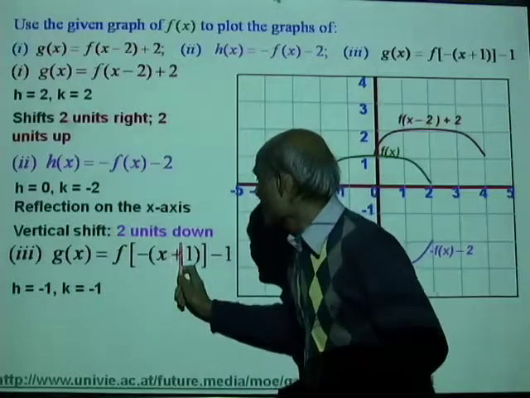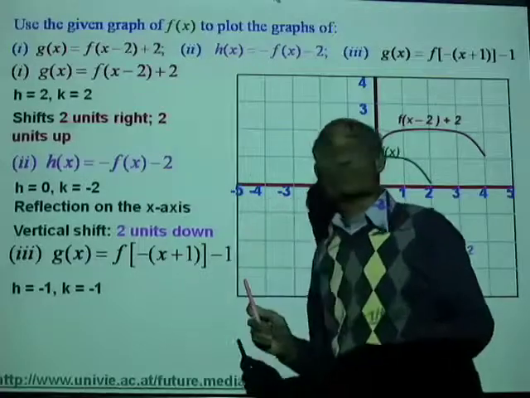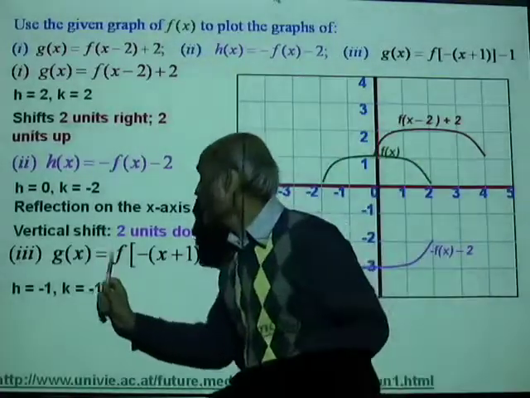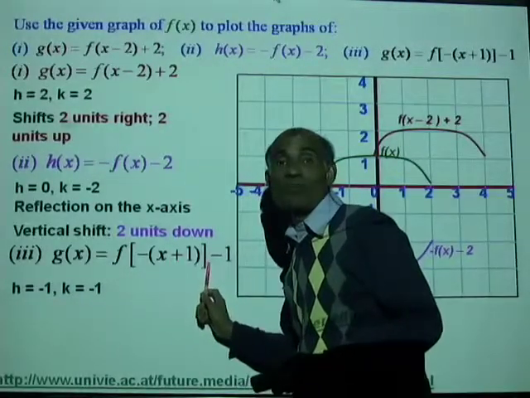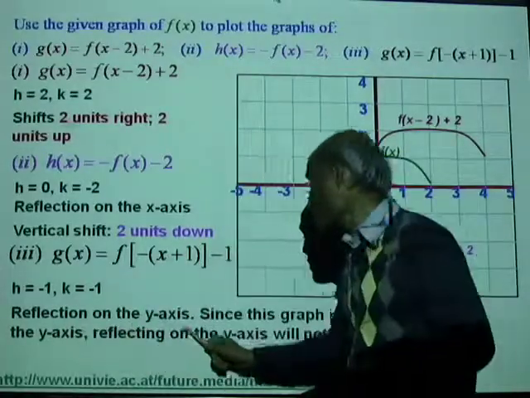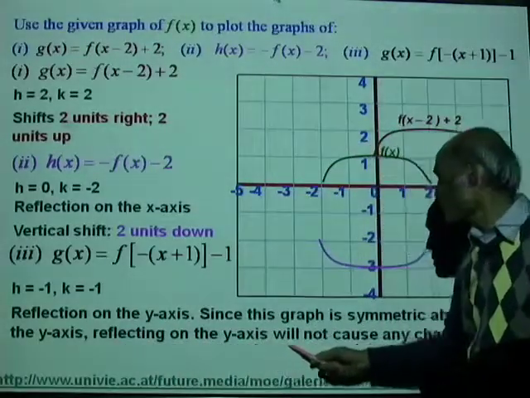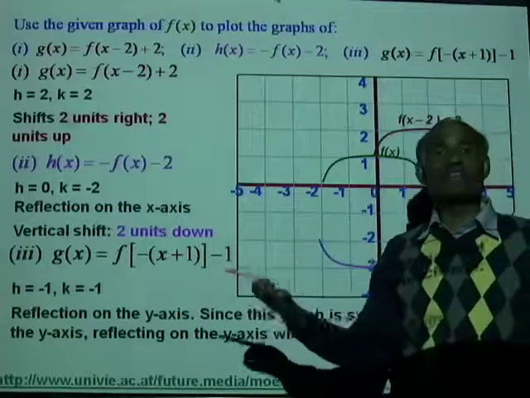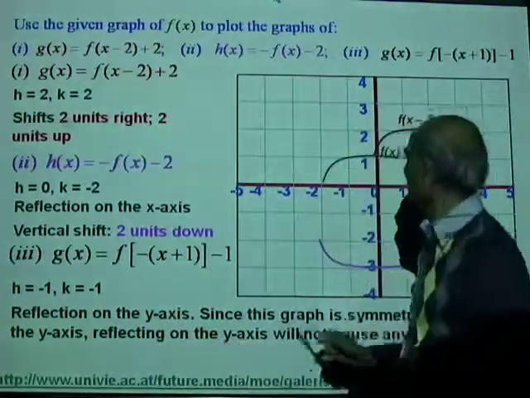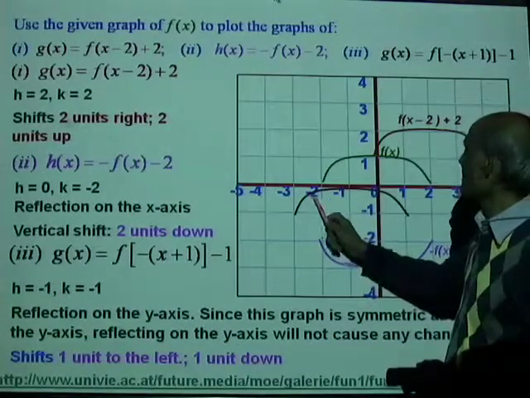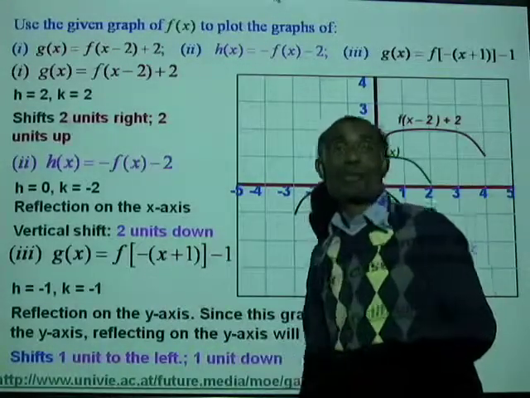So, watch again here. What is the h value here? H value is negative 1 and k value is negative 1. So what that means is reflect on the y-axis, then shift 1 unit to the left and 1 unit down. So reflection on the y-axis, and since this graph is symmetric about the y-axis, reflecting on the y-axis will not cause any change. So all we need to do is translate 1 unit to the left and 1 unit down, and that is the graph of f of (negative x plus 1) minus 1.